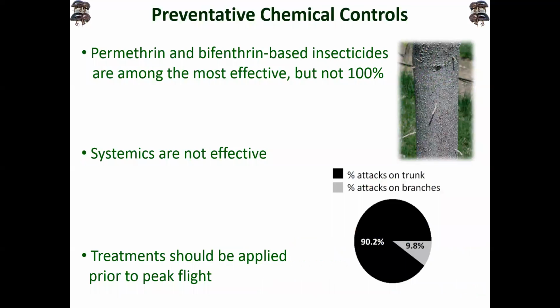Now, in terms of preventive chemical controls, permethrin and bifenthrin-based insecticides are among the most effective, but they're definitely not 100% effective at protecting trees, especially if those trees are emitting ethanol. If they're not emitting ethanol, the beetles won't attack them, and there's no need to apply an insecticide. Systemics are not effective, and treatments should be applied prior to peak flight. So that's why it's important to get traps out. And then on top of that, thorough coverage of the trunk is really key. As you can see here, the majority of attacks occurred on the trunks compared to the branches.